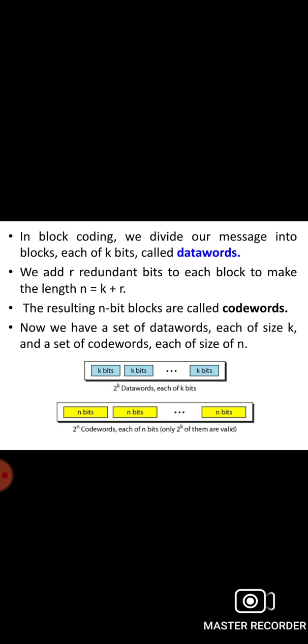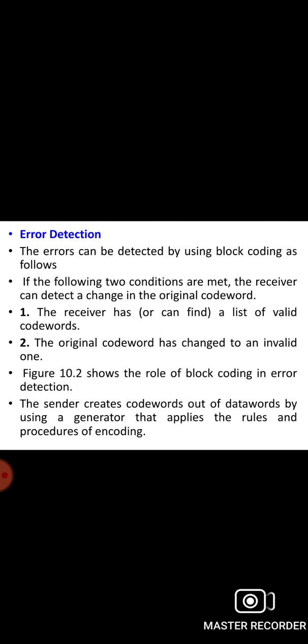With the k bits, we can create a combination of 2 power k data words. With the n bits, we can create a combination of 2 power n code words. And since n is greater than k, the number of possible code words is larger than the possible data words. The block coding process is 1-to-1, and the same data word is always encoded as the same code word. This means that we have 2 power n minus 2 power k code words that are not used. So we call these code words invalid or illegal. Let's see the situation.